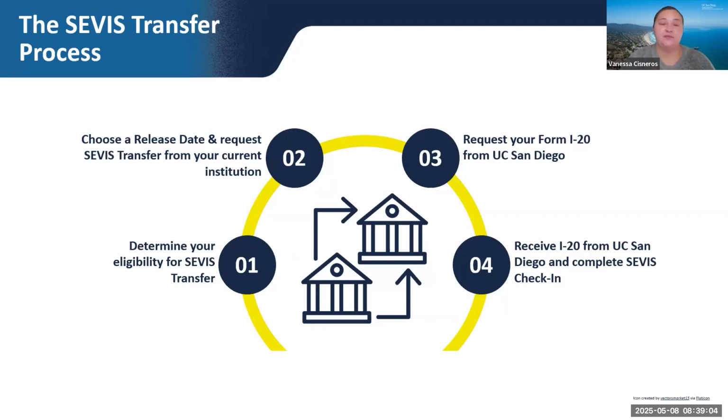The SEVIS transfer process has 4 steps. The first step is to determine your eligibility for a SEVIS transfer. The second step is to choose a release date and request a SEVIS transfer from your current institution. The third step is to request your Form I-20 from UC San Diego. And the fourth step is to receive your I-20 from UC San Diego and complete the SEVIS check-in process. Today, we are going to walk through each of these 4 steps in detail. So let's get started by looking at step 1, determining your eligibility.